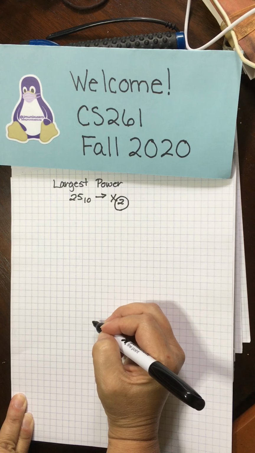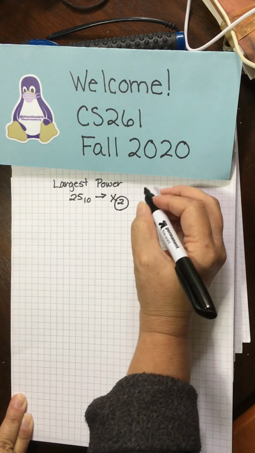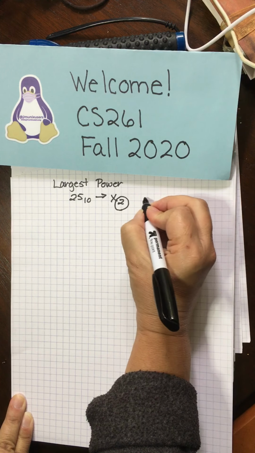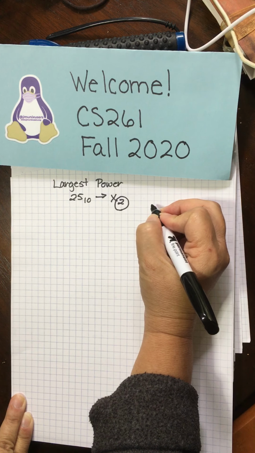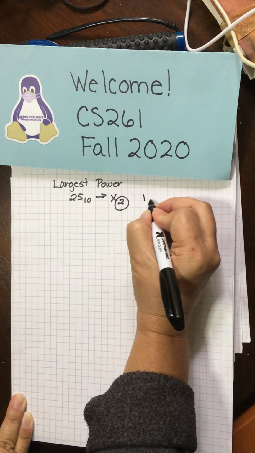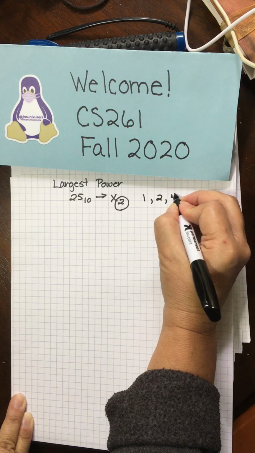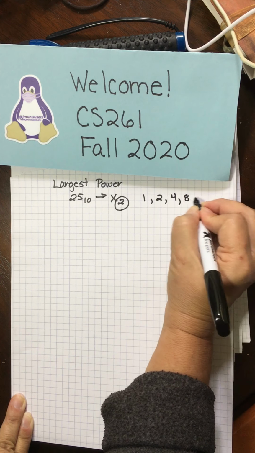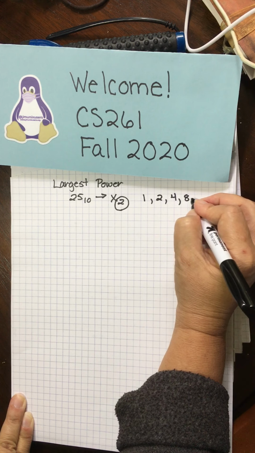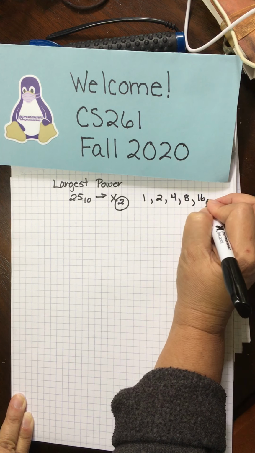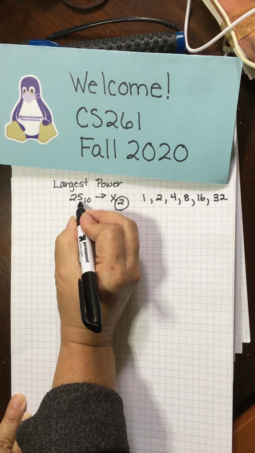to do my largest power is think of all of my powers of the base. Okay, so don't forget 1. That's really important. Any number to the power of 0 is 1. So we want to look at 1, and then multiply it again, right? 2, 4, 8, and each one I'm just multiplying by the base, 2. 16, and then I'm going to go to 32, and now that I'm bigger than my number, I'm good.